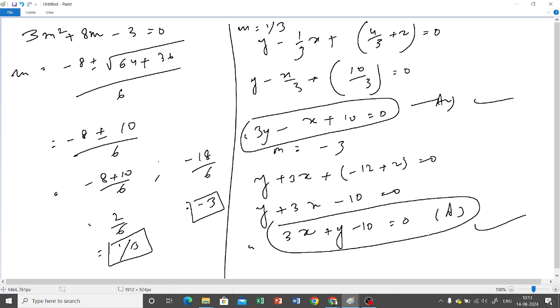So see, you mainly need two equations in this sum. In number 27, you need two equations. Why? Because the center of the circle has two coordinates, I mean a comma b. So since there are two unknowns, you need two equations. One equation you can find out by calculating the perpendicular distance between the center and the line.